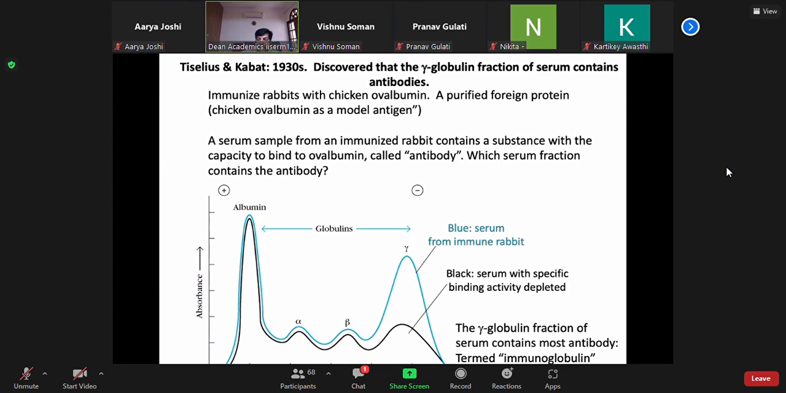Is that clear? So you know that the nature of the antibody molecule is gamma, because it migrated in the gamma region. It was a globular protein and it had immune reactivity against the antigen. So, immunoglobulin.